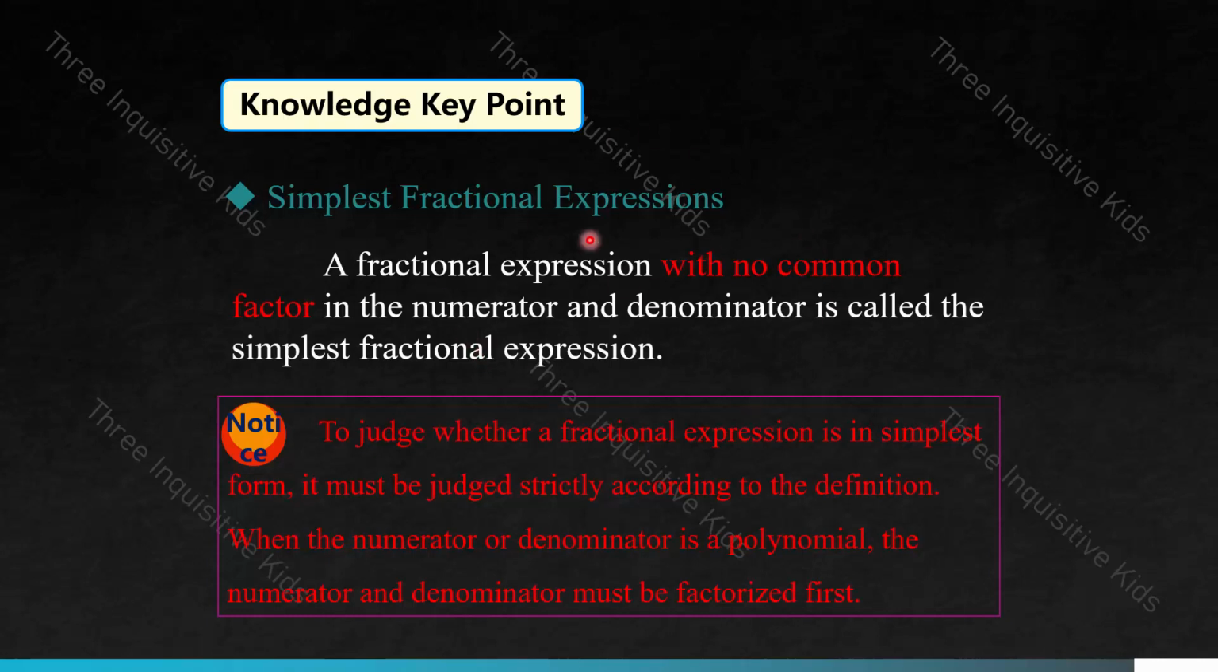When the numerator or denominator is a polynomial, the numerator and denominator must be factorized first. So, if the top and bottom is not just a monomial, and instead a polynomial, you have to make sure you factor it first so that you see its different factors, and then that will make finding its common factor easier.